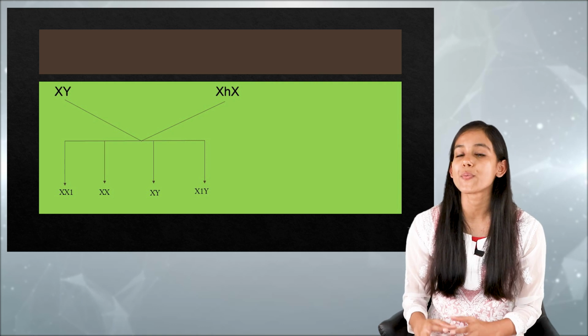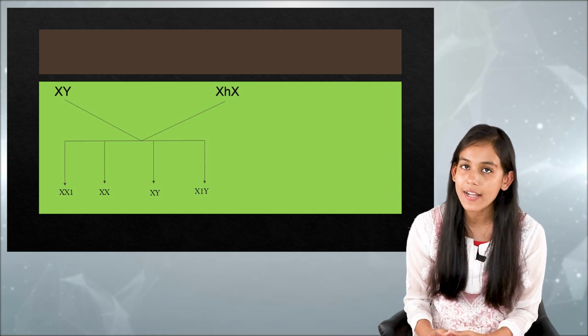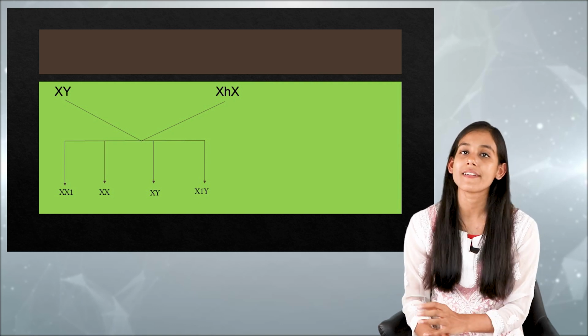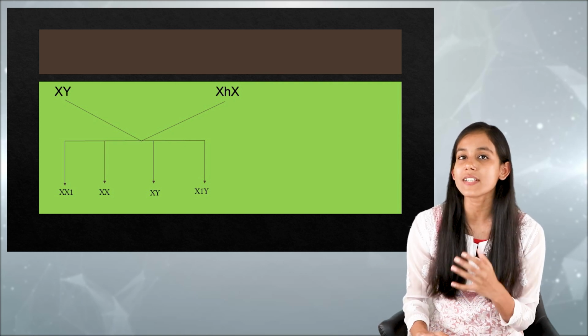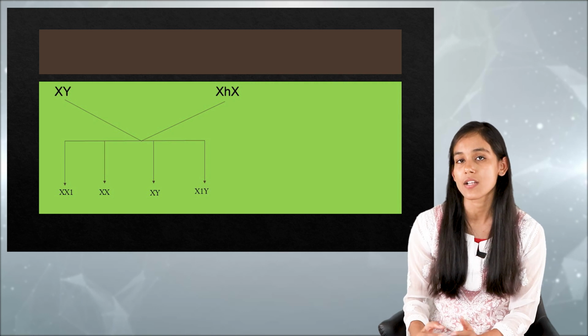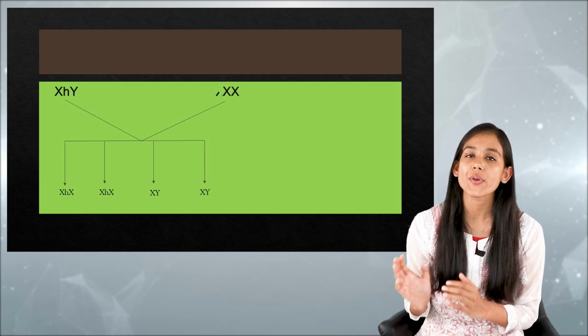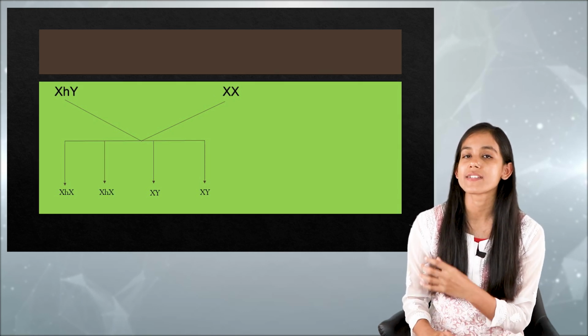So this was about when there is a mother who is a carrier and there is a healthy father. Next, let us see if the father is hemophilic. In that case, what will happen? So here we have a father who is hemophilic.